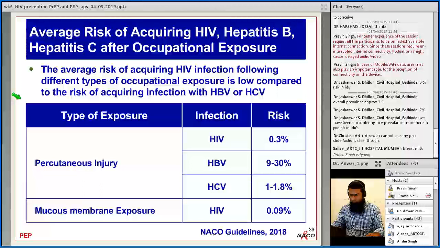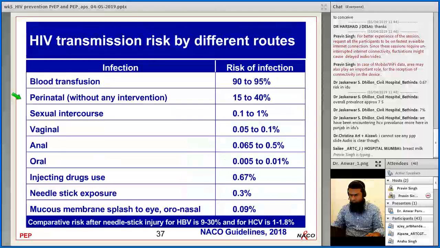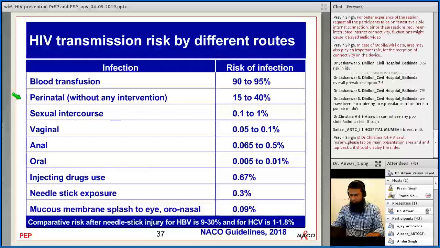And the good thing about HBV is we already have a vaccine for that. So someone who is not vaccinated should get themselves vaccinated, especially if you are working in hospitals. I think it's good to get vaccinated for HBV. Mucous membrane exposure is 0.09, which is very low.